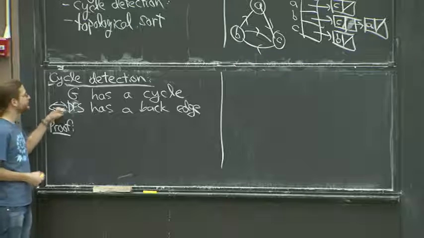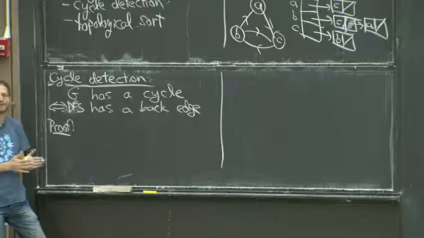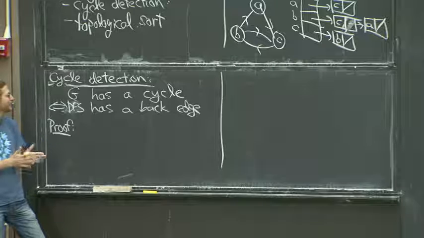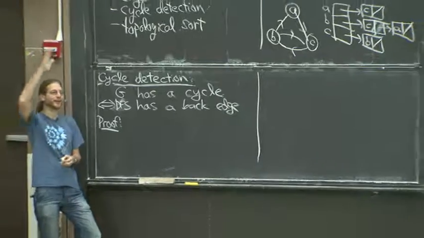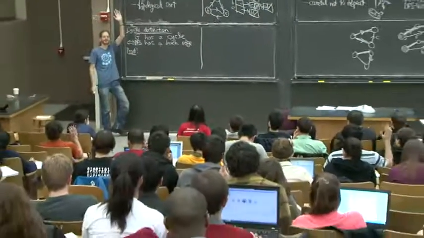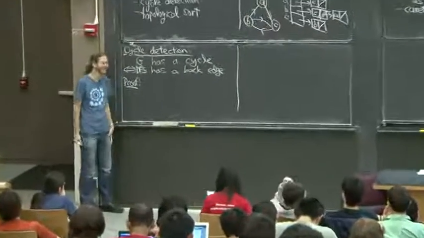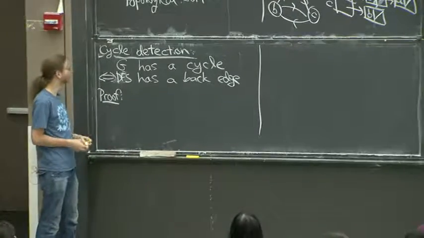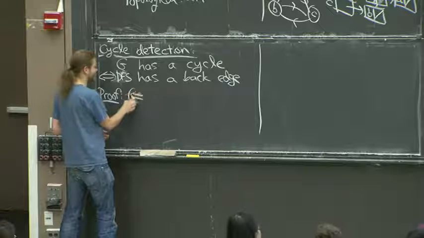What do you think is the easy direction to prove here? Left or right? To more democracy. How many people think left is easy? A couple. How many people think right is easy? A whole bunch more. I disagree with you. I mean, I guess it depends what you consider easy. Let me show you how easy left is.